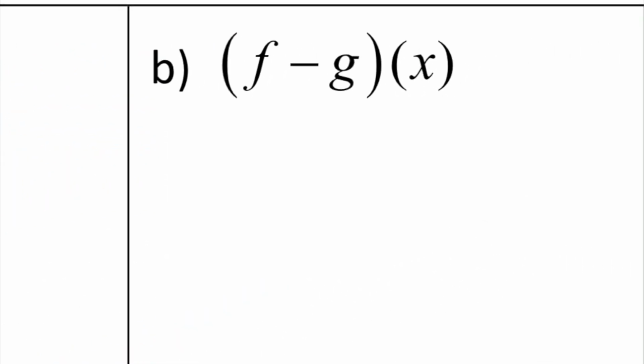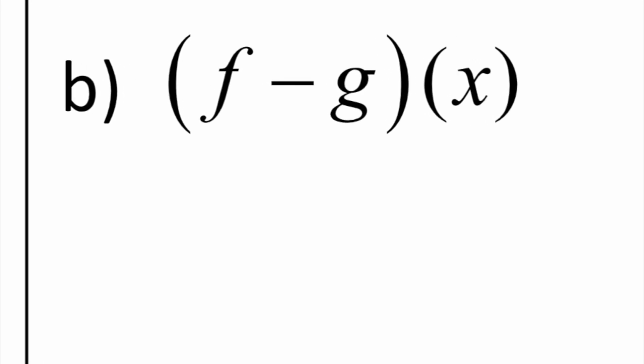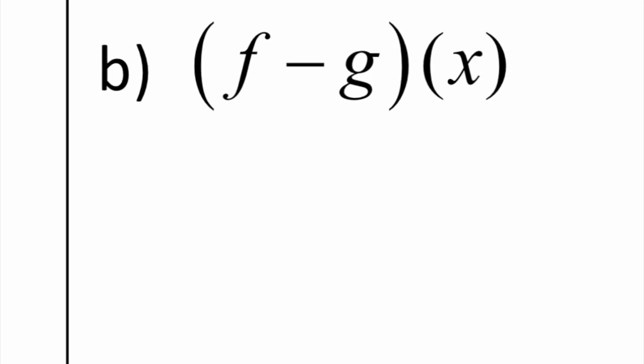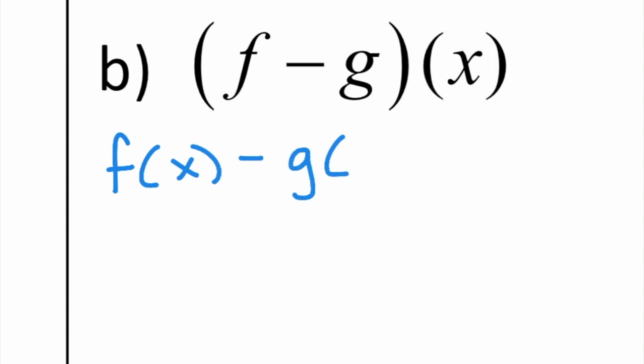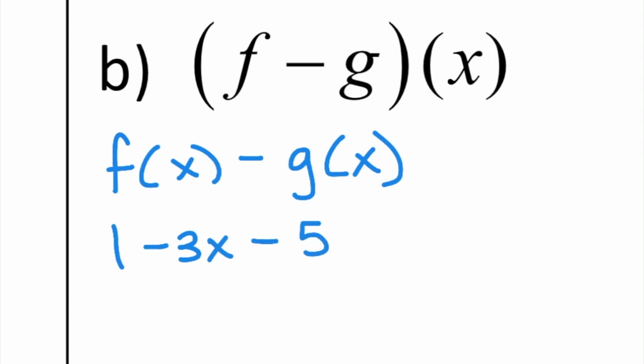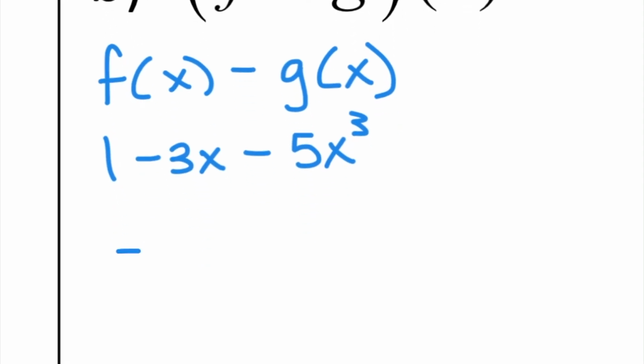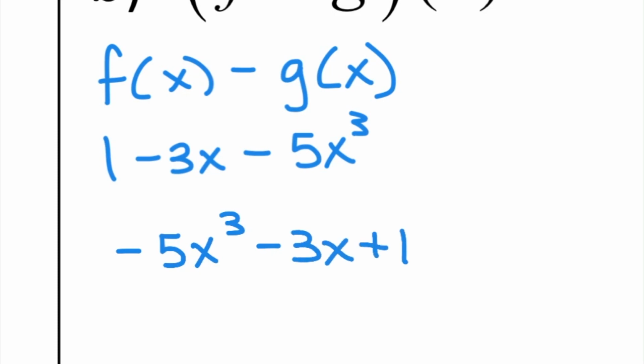In this next one, your addition and subtraction are often going to feel like very similar problems. So here we have f of x minus g of x. Just remember to distribute minus signs if you need to. f of x is 1 minus 3x, and then g of x is 5x to the third power. And again, if you want to rewrite that in standard form, negative 5x to the third power minus 3x plus 1.